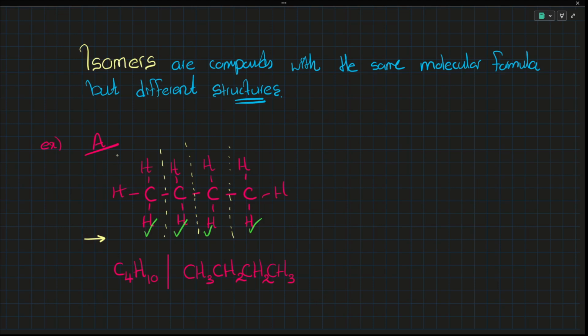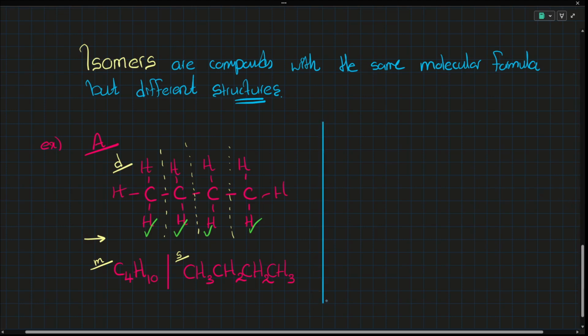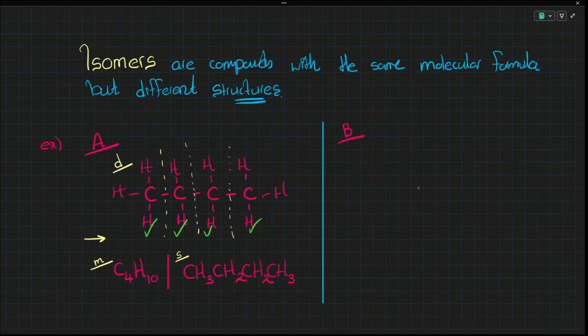I think we should write that down. D for displayed formula. This is the molecular formula, and I have also written down the structural formula like this. Okay, now a line goes through, and now I'll write down something known as compound B. And compound B will have a structure that goes like this.